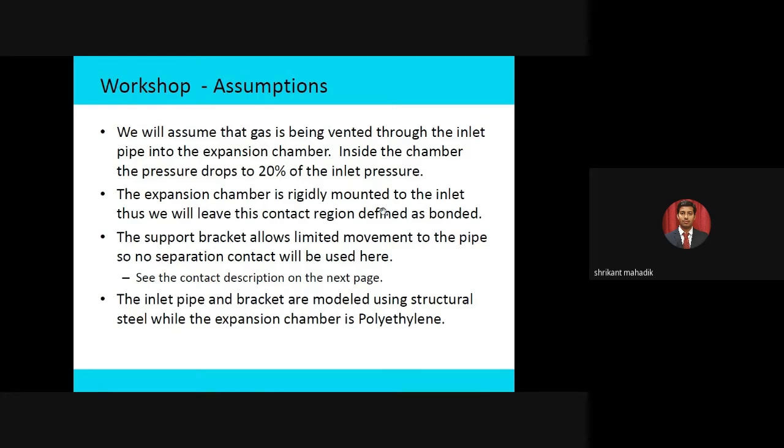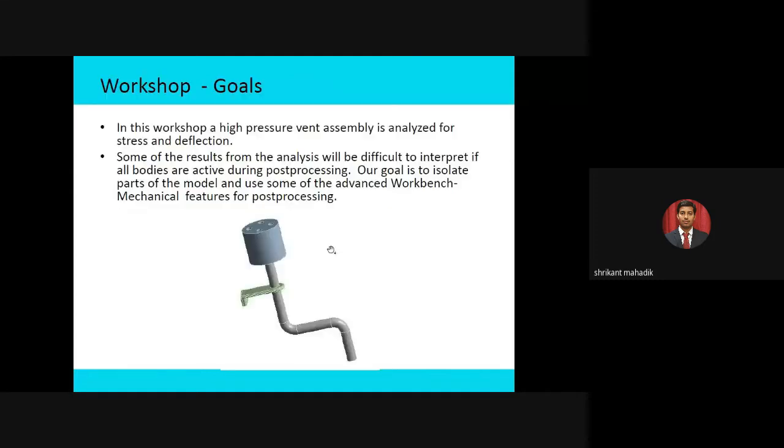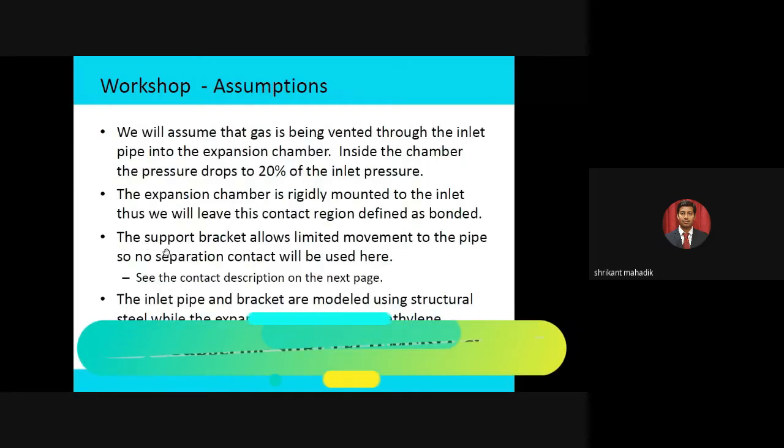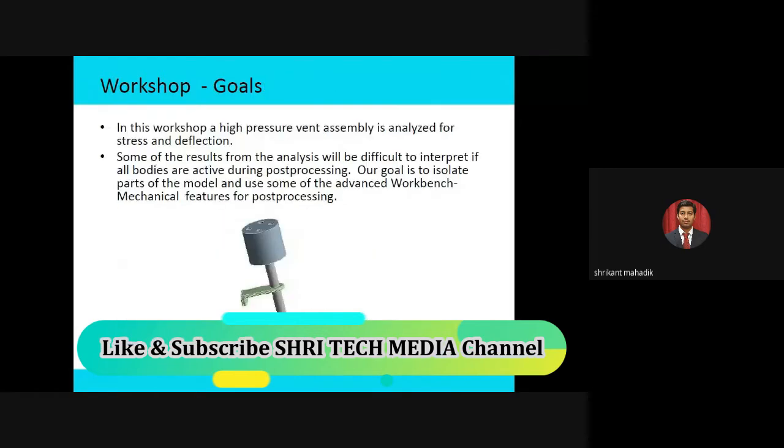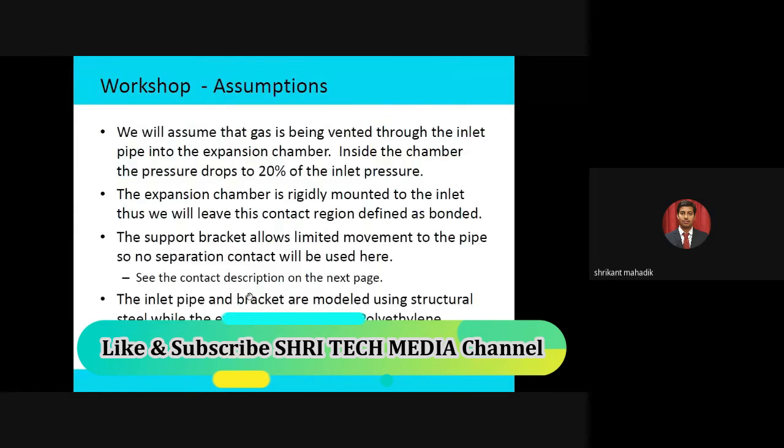The expansion chamber is rigidly mounted to the inlet, thus we will leave this contact region defined as bonded. This is the contact between the exhaust and this pipe, so we are going to make it bonded. The support bracket allows limited movement to the pipe, so no separation contact will be used here. This is actually the support model, the bracket.